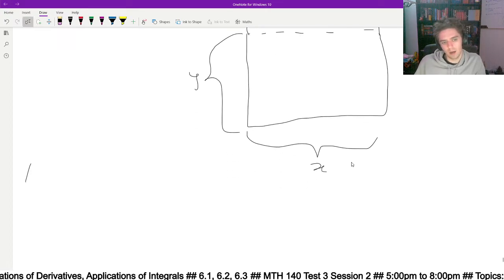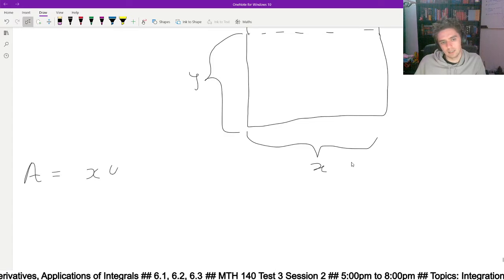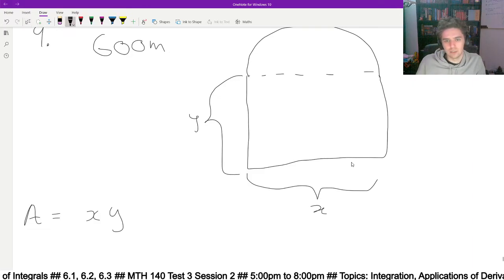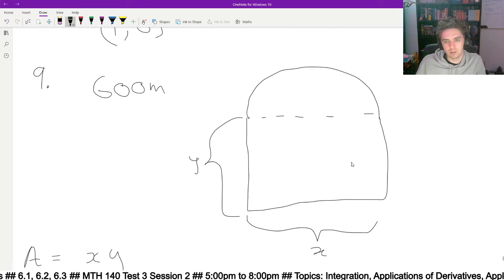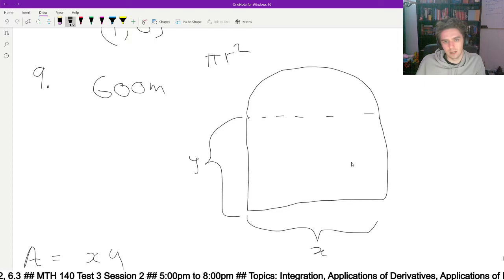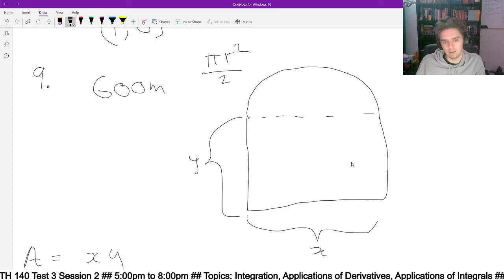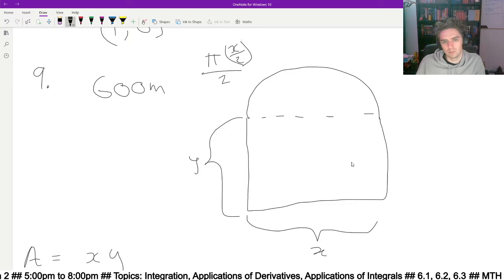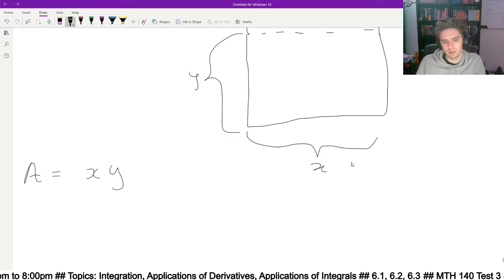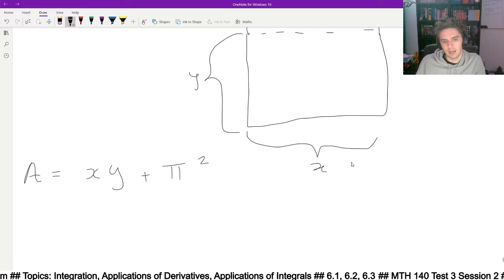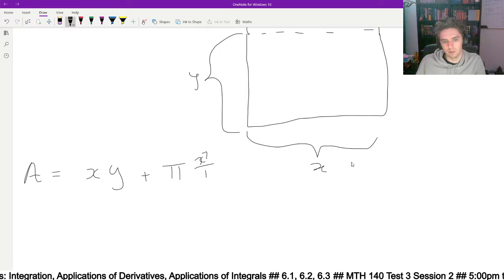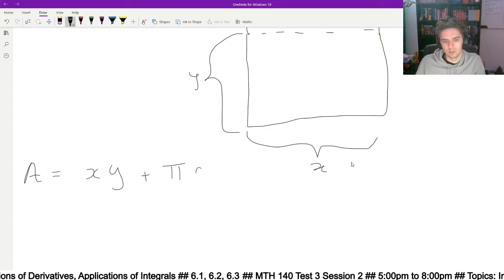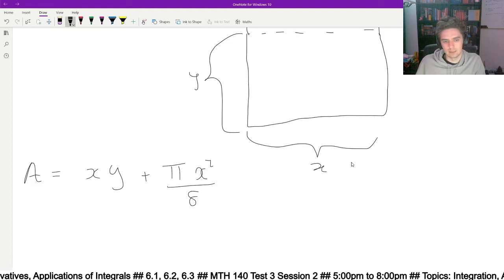So the area of that bottom bit is x times y. The area of the top is going to be, so the area of a circle is pi r squared, but we're dividing it by 2 because we're only taking half. And r is x over 2 squared. Right, so plus pi, and I'll just write it as x squared over 4 over 2. So x squared over 8.